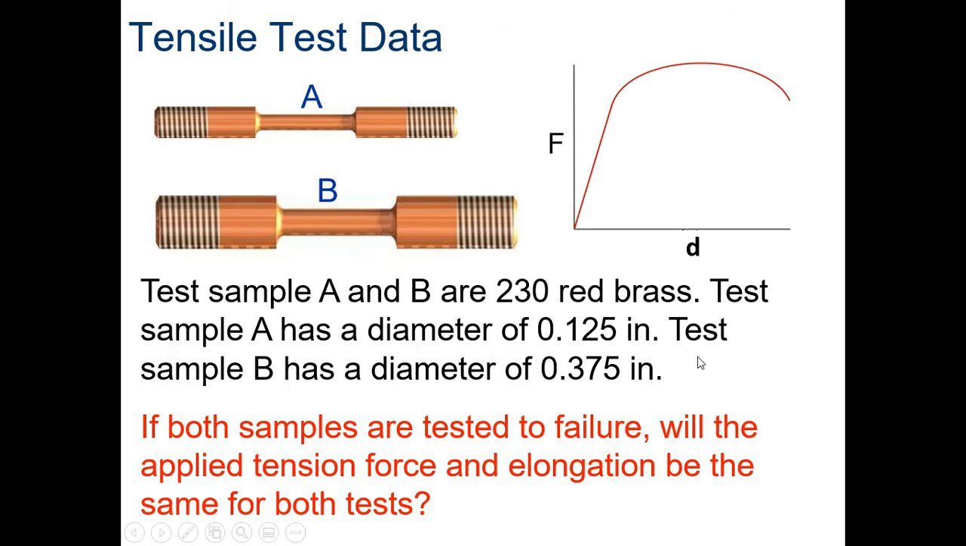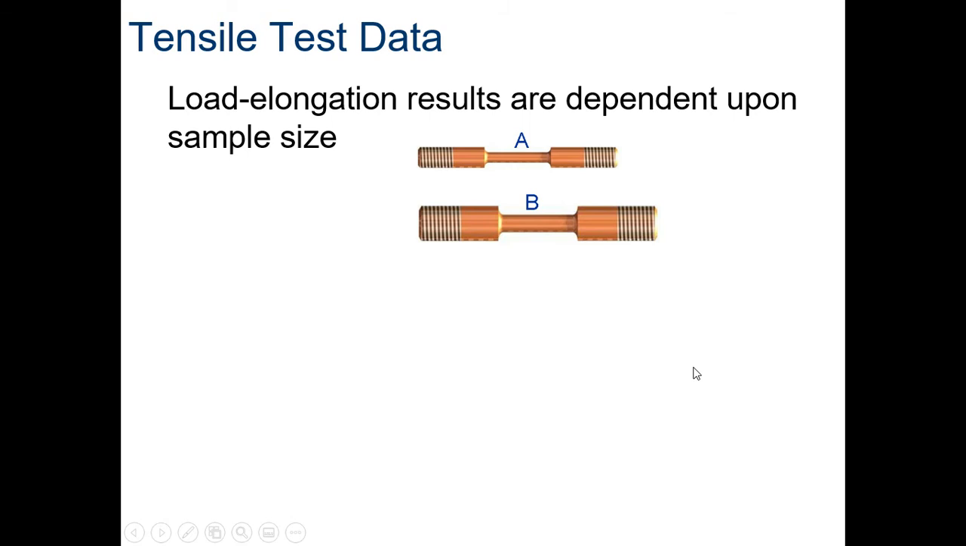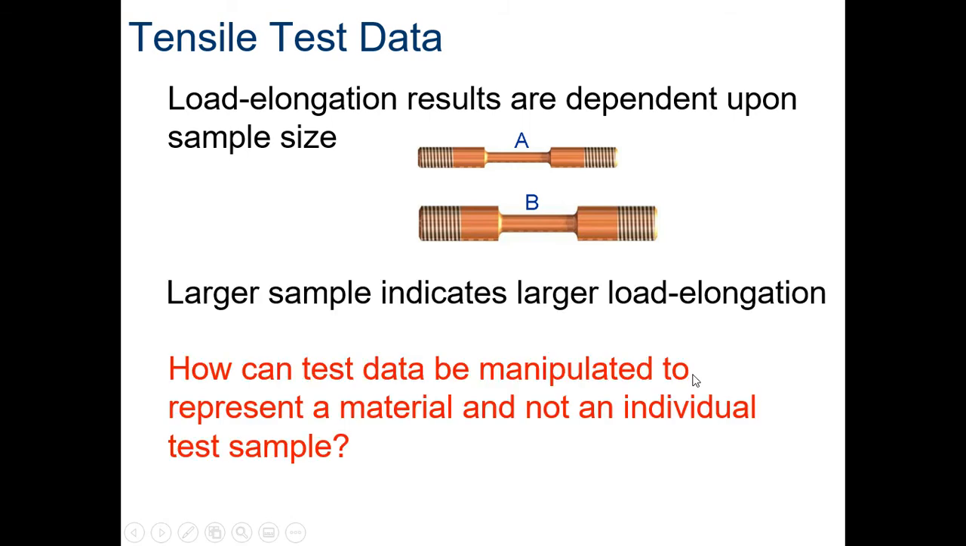Okay. So if we have two different samples here, same material, both 230 red brass, and one's got a different diameter than the other one, will the applied force, tension, and elongation be the same for both? No. How come? Because they have different diameters. Okay. Just like a 2x2 and a 4x4. The 4x4 is going to have a lot more material to deal with. A larger sample indicates a larger load.